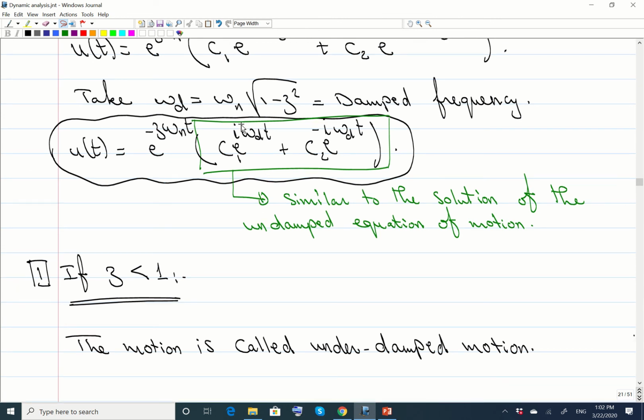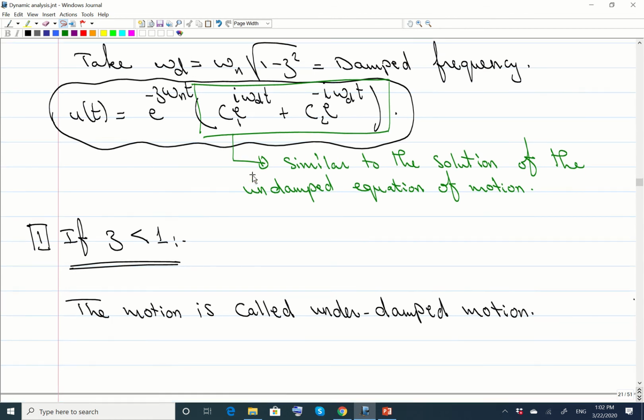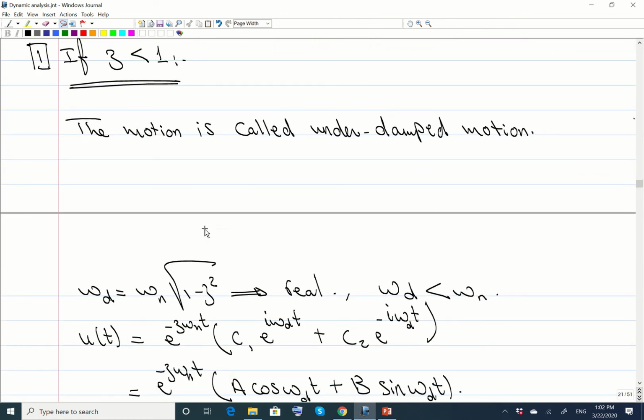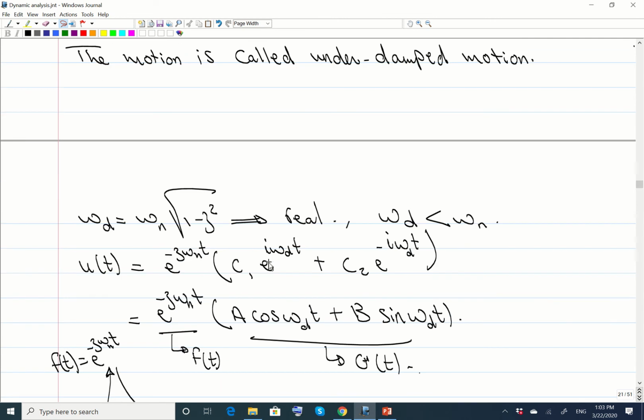For zeta, omega d can have one of three cases. If zeta is less than 1, let's look at this equation. Let's say zeta is 0.5. So 0.5 squared is 0.25. So 1 minus 0.25 is 0.75. So omega d will be a real number. So if zeta is less than 1, omega d will be real, and the solution will be like this.